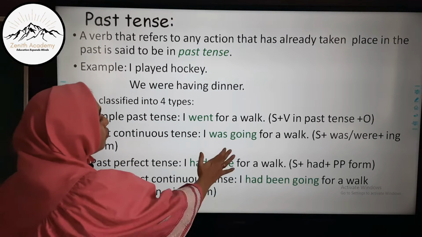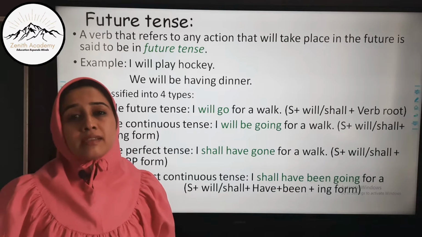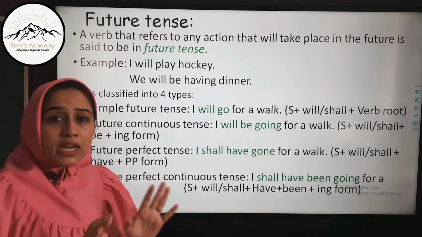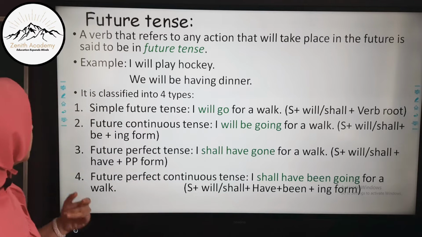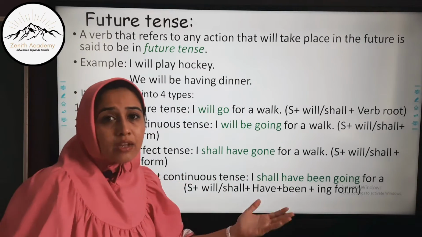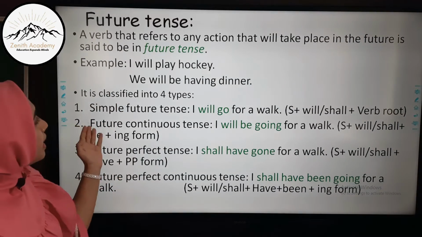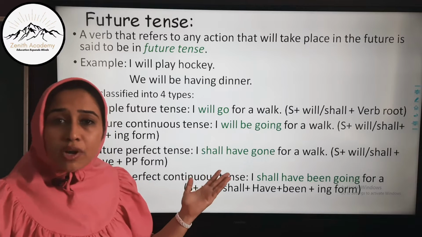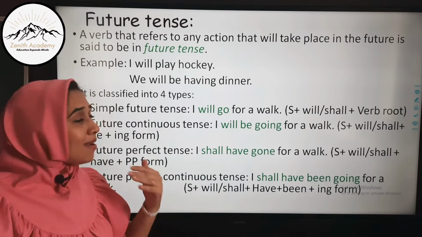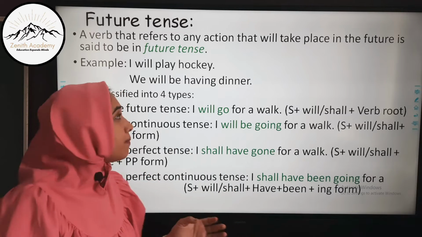Let's move ahead to the future tense. Now future tense, the name itself says that this is an action that will happen in the future, which has not yet occurred, and we are talking about it. A verb that refers to any action that will take place in the future is said to be in the future tense. Example, I will play hockey. Like we saw in the slide before, it was "I play hockey" and "I played hockey." Here I am saying that I will play hockey. I will do that action.